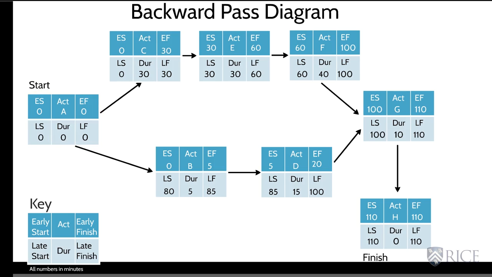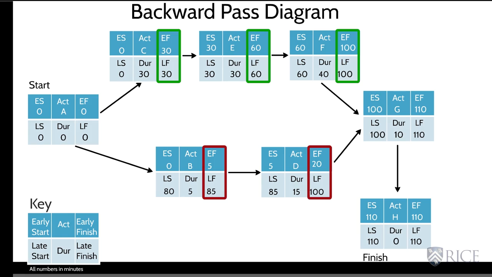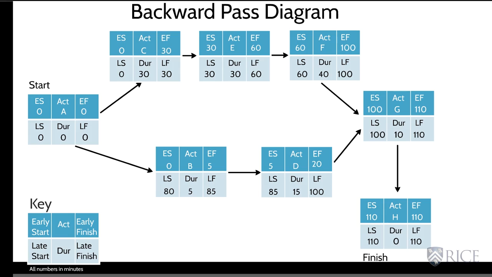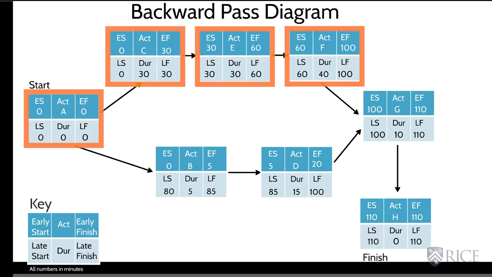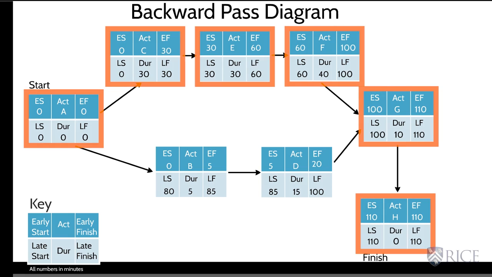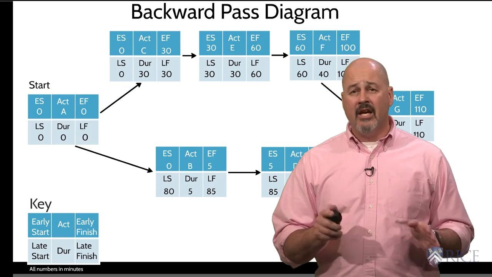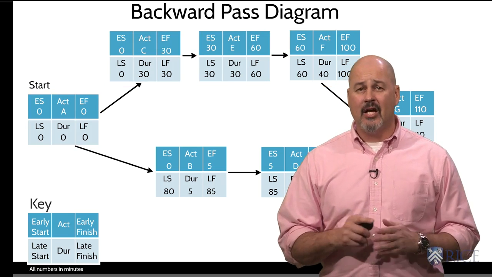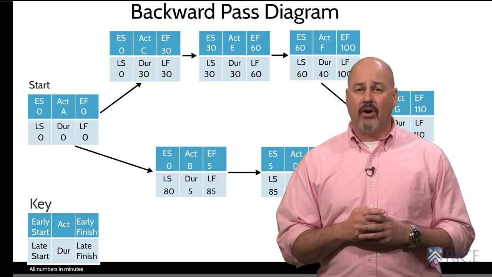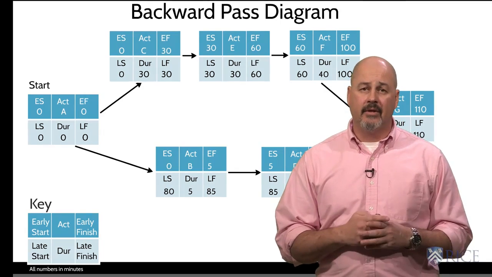Now looking at the two branches, we see that in the upper branch, the early finishes and the late finishes are exactly the same. But looking at the bottom branch, they're different. This shows us that the critical path is once again A, C, E, F, G, and H because the early finishes and late finishes are equal in each of those activity boxes. If we delay any of these activities by any amount of time, the project will not end on time.